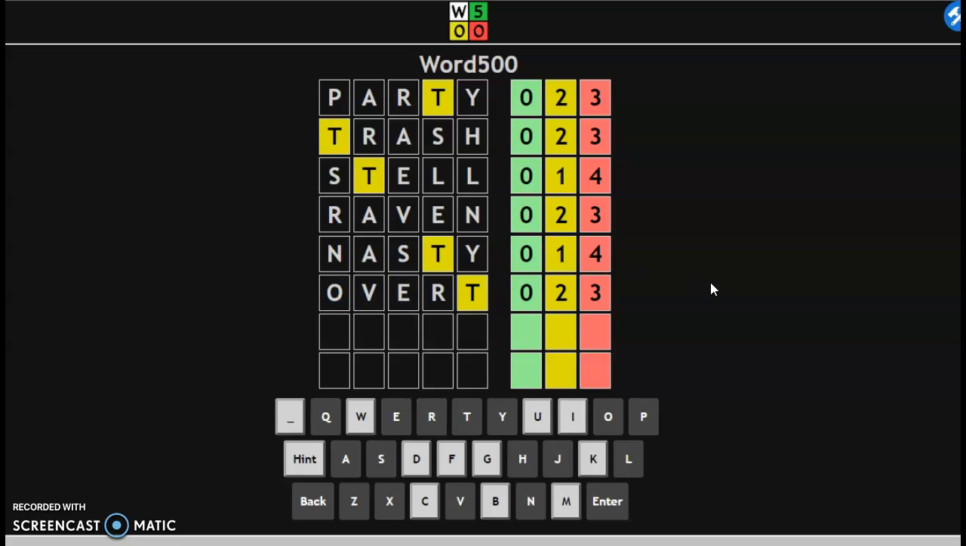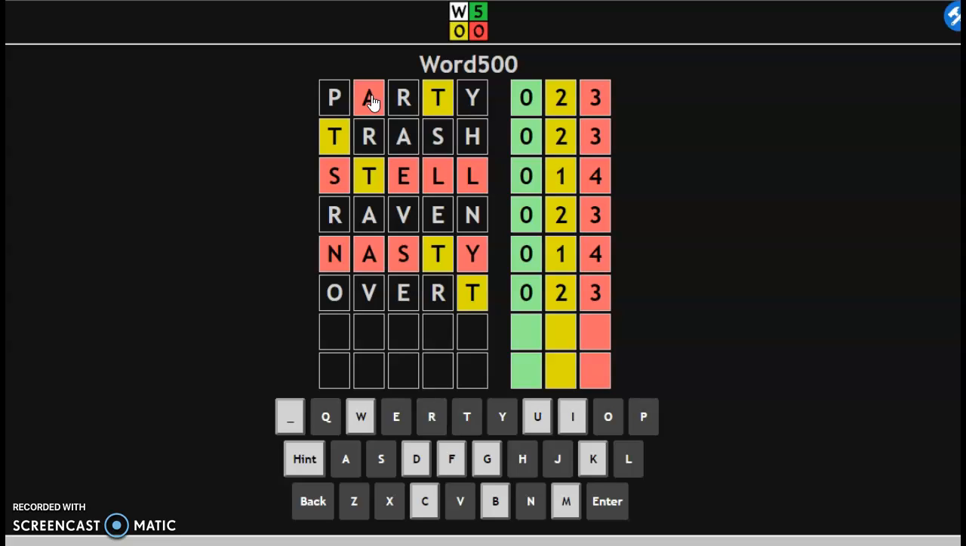Okay, first of all, after keeping those T's yellow, what do we get? We get to eliminate S, E, and L. And we also get to eliminate N, A, S, and the Y. So from here we can say A does not exist. Well, we don't know, we're just assuming right now still. Just those is what we know.